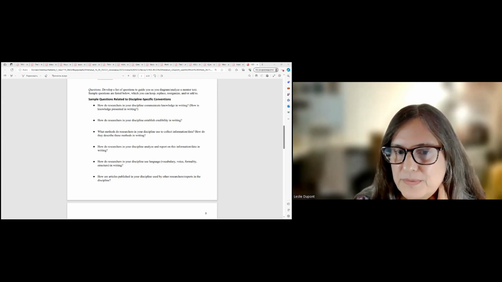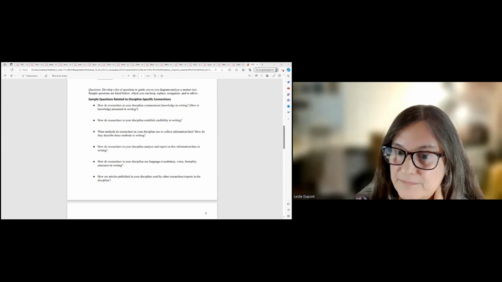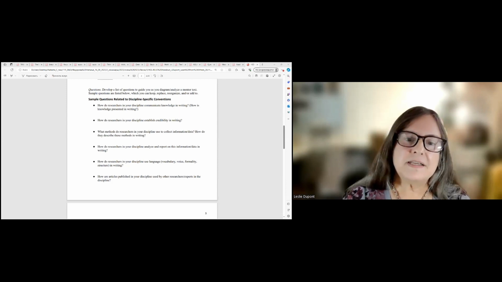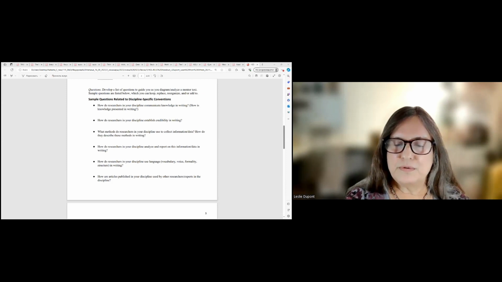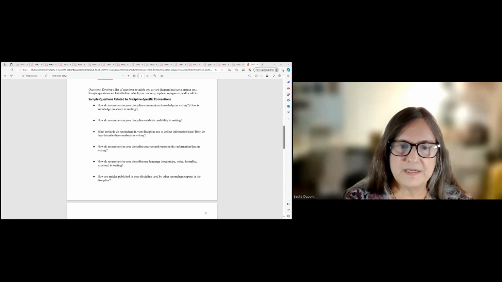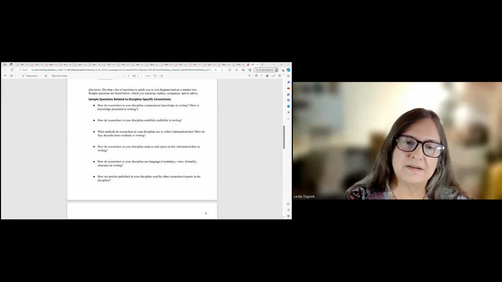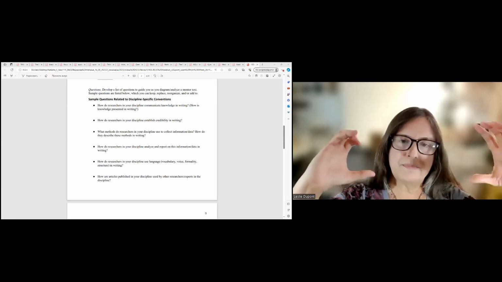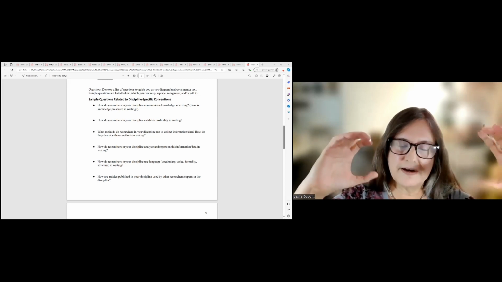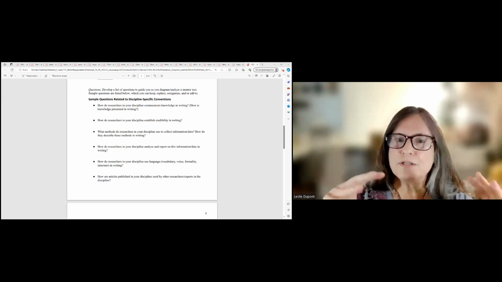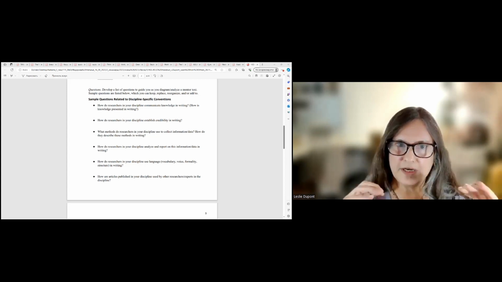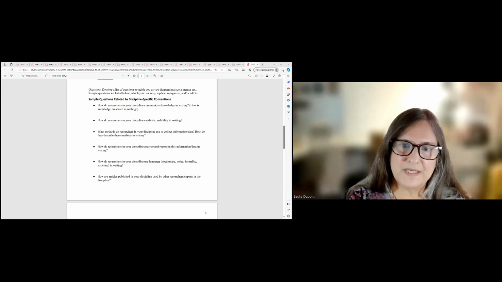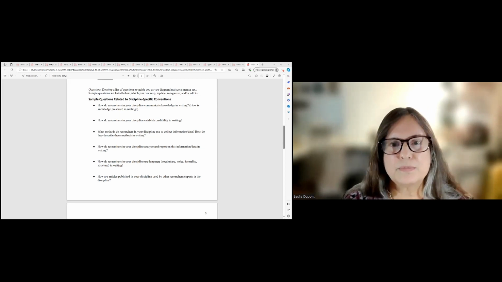These are the kinds of things I'm asking here. What methods do researchers in your discipline use to collect information? How do they describe these methods in writing? This can also relate to how data is analyzed. In a lot of disciplines, data will be presented as tables because there's a lot of numeric data, but there's also going to have to be some kind of narrative accompanying that table that contextualizes that information. So how are those written?